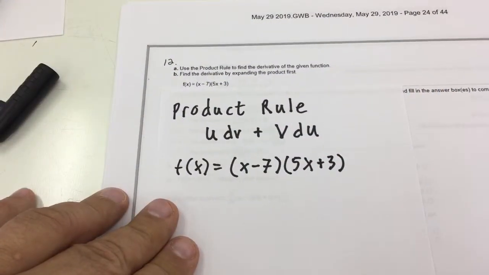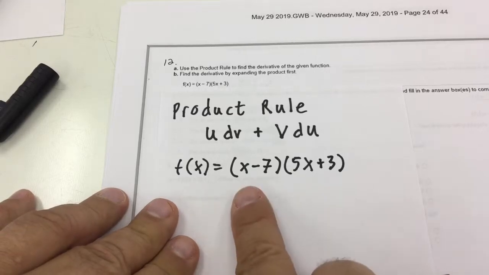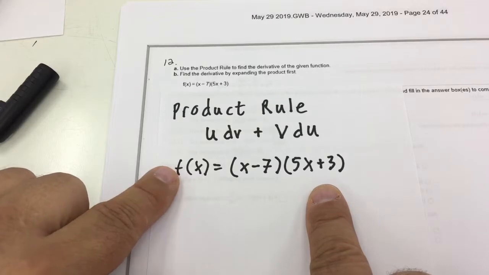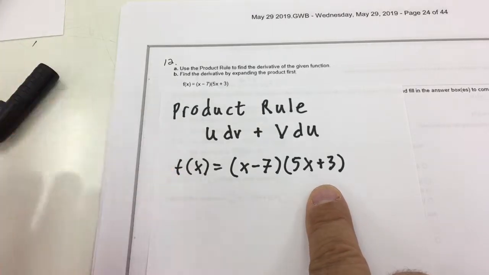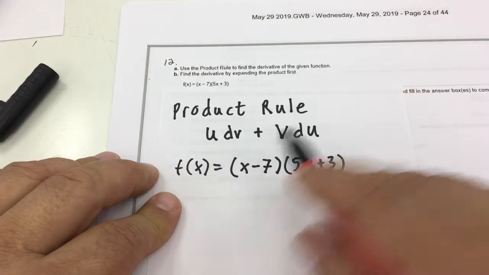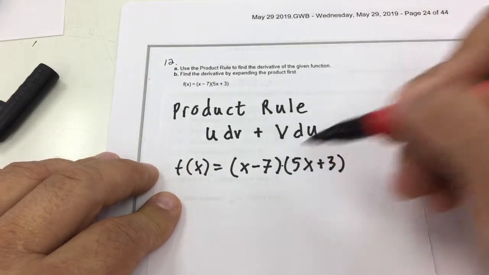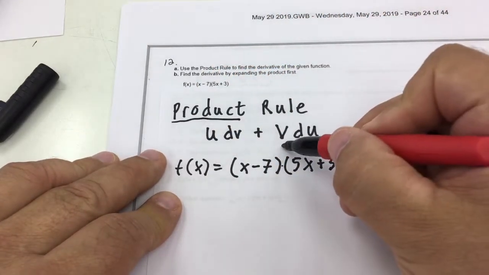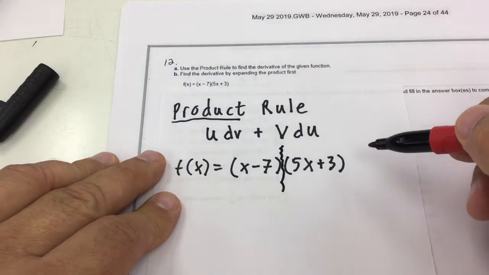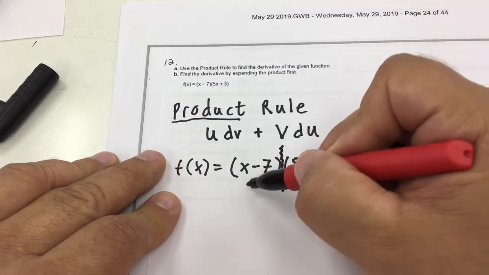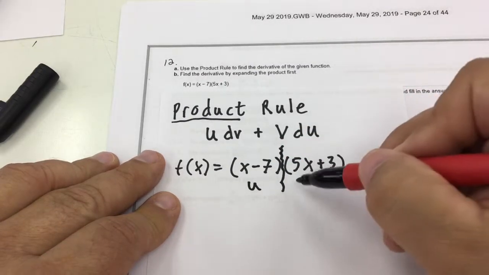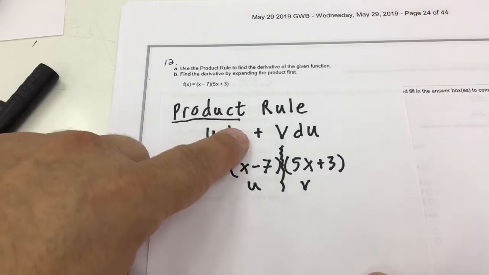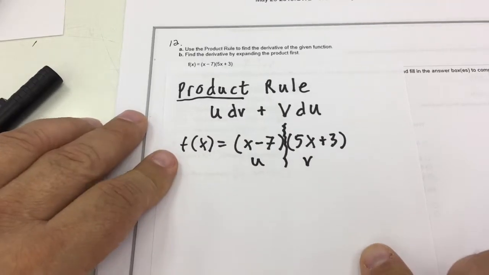So I want to implement the product rule. They want me to multiply x minus 7 times 5x plus 3. What they actually want me to do is find the derivative using the product rule. So first thing, notice that I'm multiplying two items, so that means I use the product rule. I'm going to crack it down the middle like an egg, and I'm going to label the first item as u and the second item as v. I'm going to use this rule, u dv plus v du. That is the product rule.